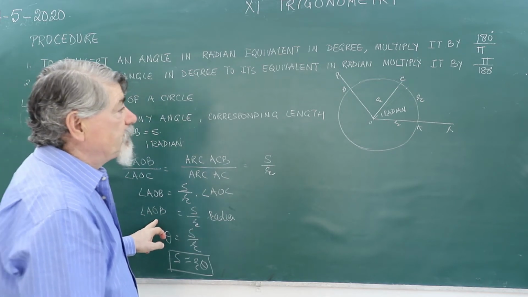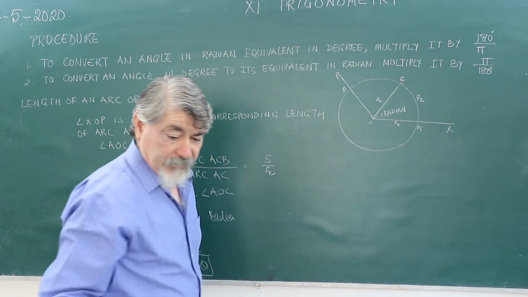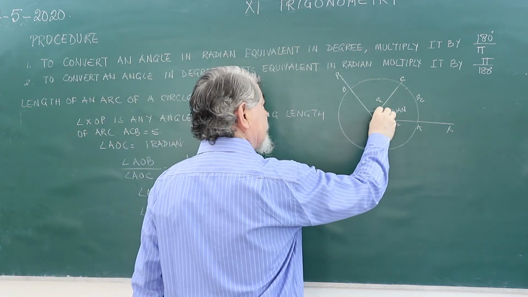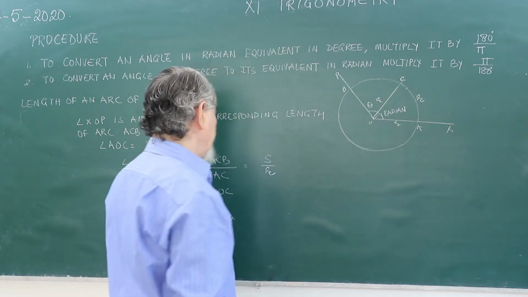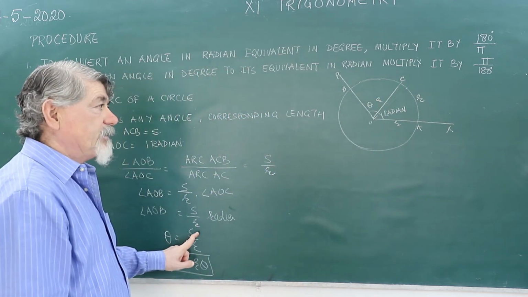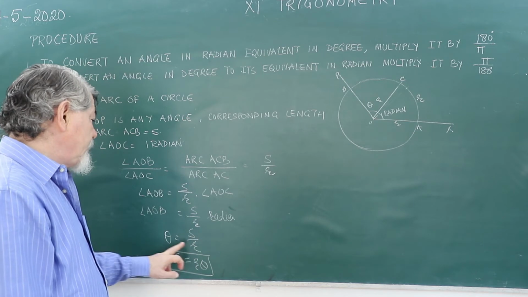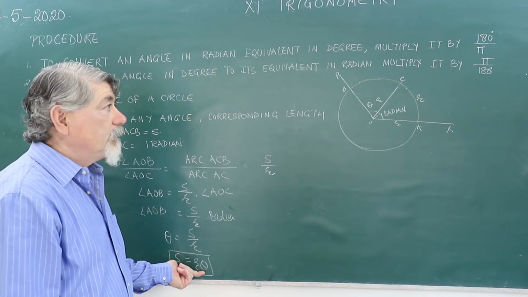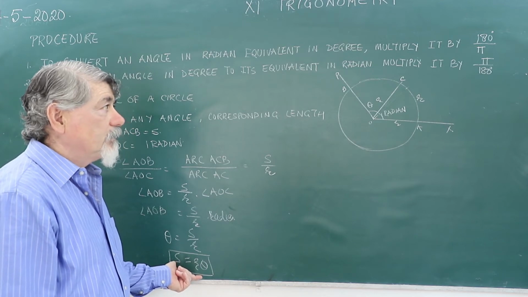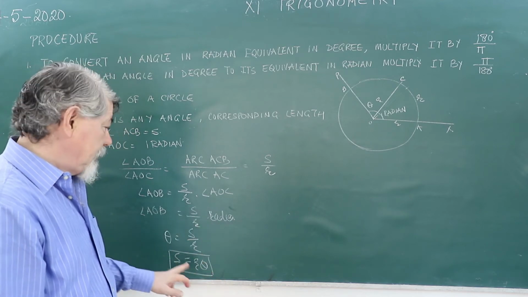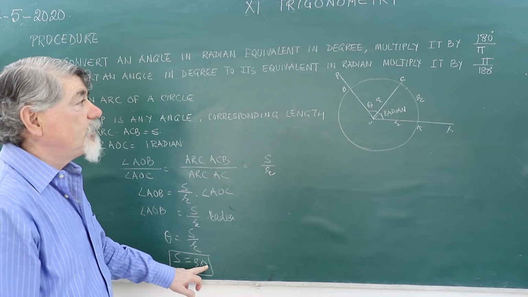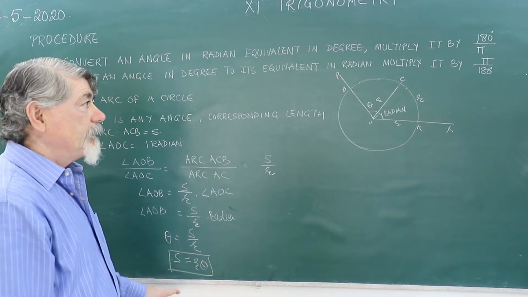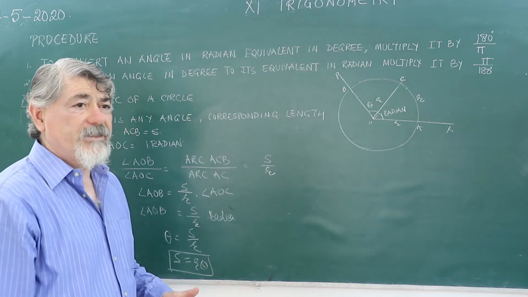And suppose this angle AOB is theta. Suppose this complete angle is theta. Then theta will be S upon R, or S will be equal to R theta. So whenever you have to calculate the length of any arc, the length of arc is R into theta. R is the radius of the circle and theta is the angle which it subtends at the center of the circle.